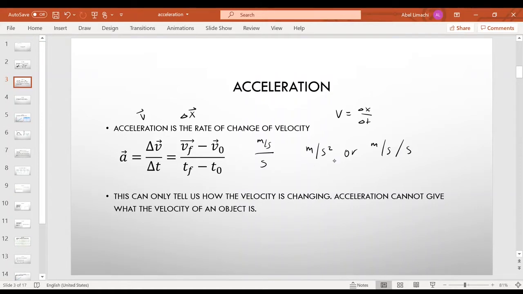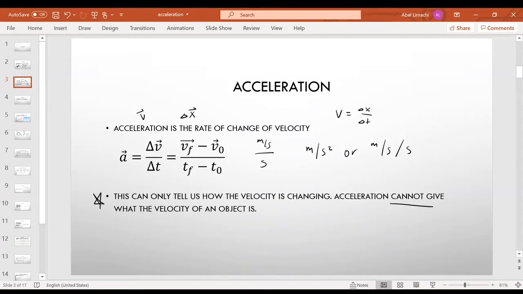Also, normal people write this, and weird people write this. So if you want to be normal, then go ahead and just write meters per second squared. Alright, the acceleration can only tell us how the velocity is changing. Acceleration cannot give what the velocity of an object is. Now, this is an important concept of acceleration.